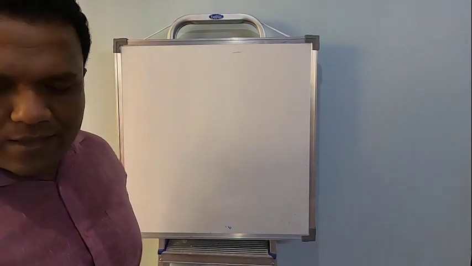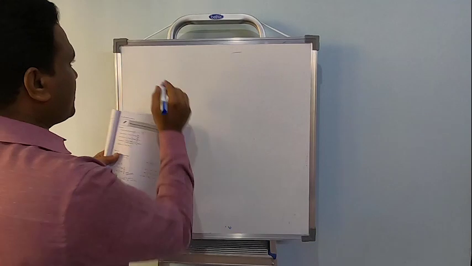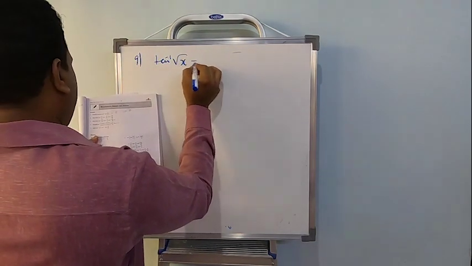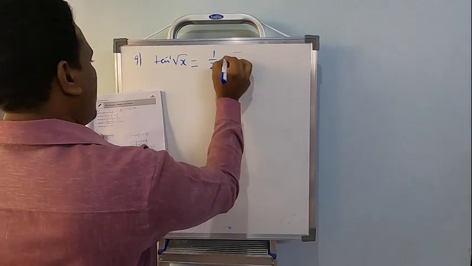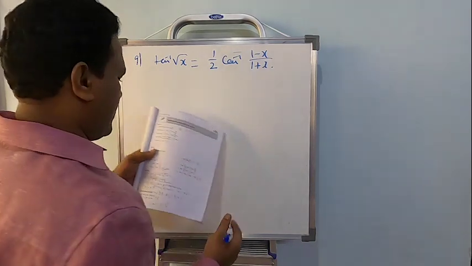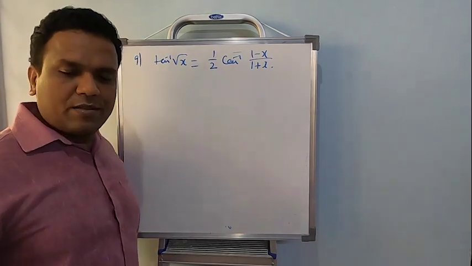Fine, now let's go to the next. What they're telling is, prove that problem number 9, tan inverse root x is equal to 1 by 2 cos inverse of (1 minus x) by (1 plus x), and we need to prove this. Clear?